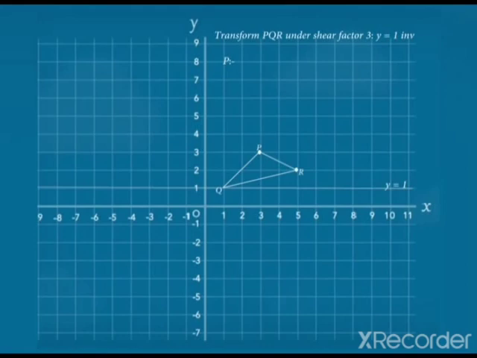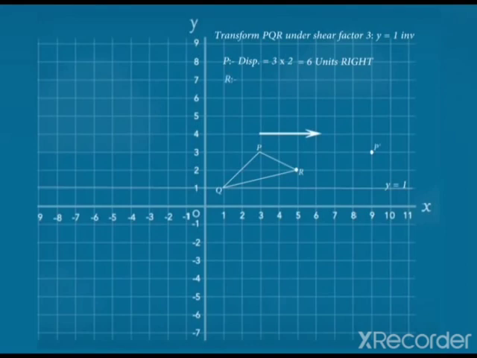Perpendicular distance from the invariant line is 2 units. S is equal to 3. Displacement is equal to 2 times 3, which is 6 units to the right. 1, 2, 3, 4, 5, 6. This is P prime.